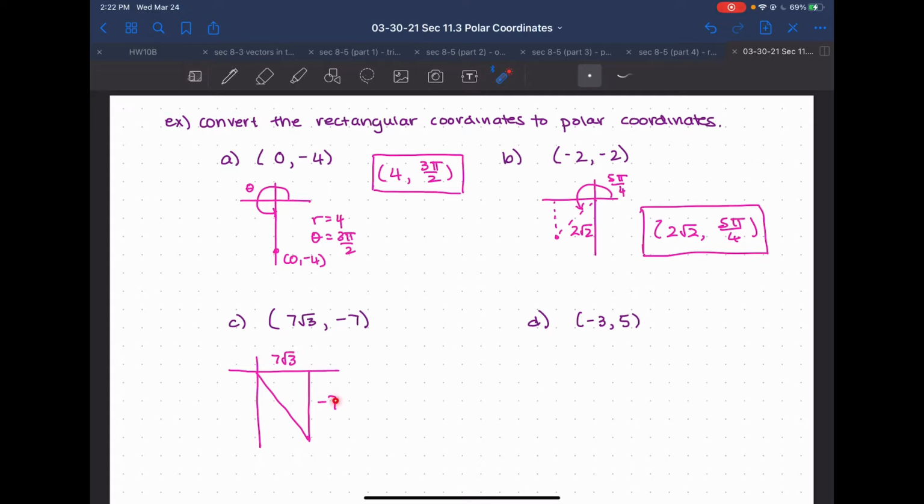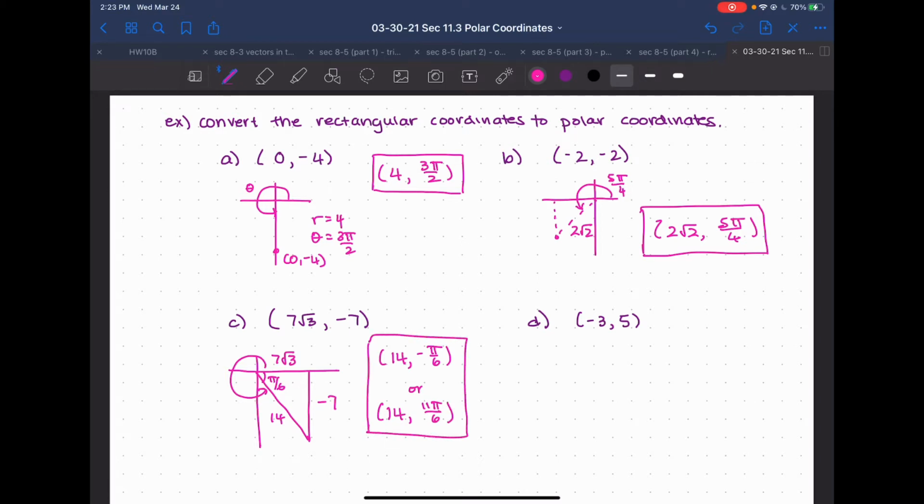So this is the shorter leg, which means this angle is π/6. So I can see the theta that I'm looking at. I could call it -π/6 or 11π/6, either one. And my hypotenuse is going to be 14. So (14, -π/6). Again, just to kind of play with the different ways you can write the answer. So we have something like that.